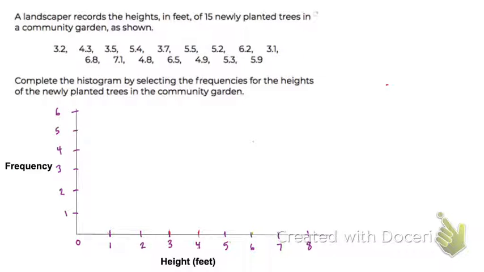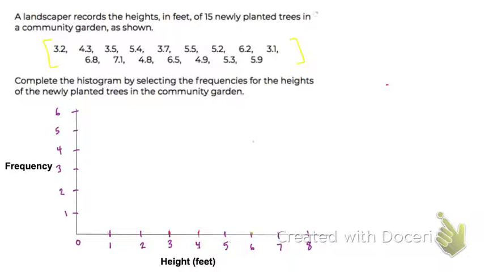Here it says, a landscaper records the heights in feet of 15 newly planted trees in a community garden. So here are the heights right here. They want us to complete a histogram by selecting the frequencies for the heights of these newly planted trees.